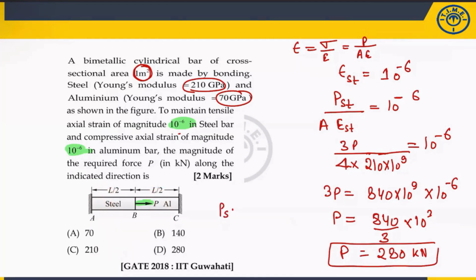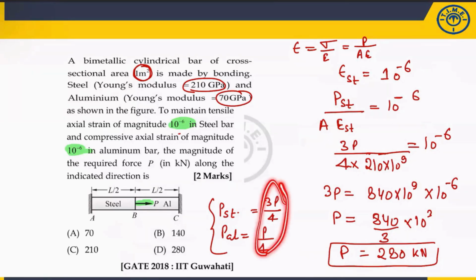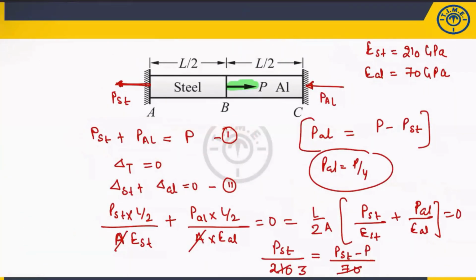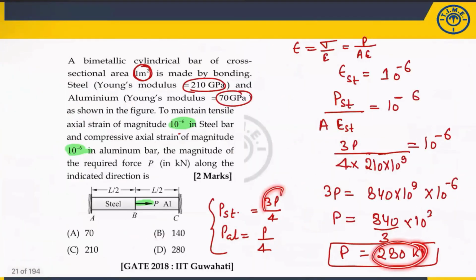The P of steel and P of aluminum, if I want to calculate, how will I calculate? Because P of steel, you know that is 3P by 4. What about P aluminum? P by 4. Because if you add these two, again you will get the P. 3P by 4 plus P by 4 is P only, which is the first equation. What is the P value? P value is 280. So if you calculate this, this will become 210, and 280 by 4 is 70.